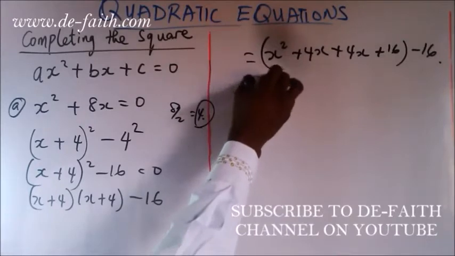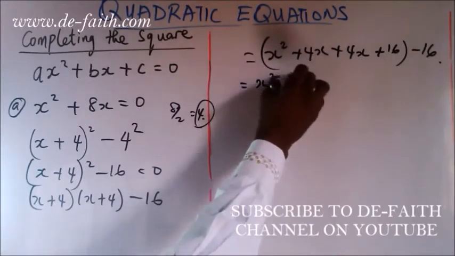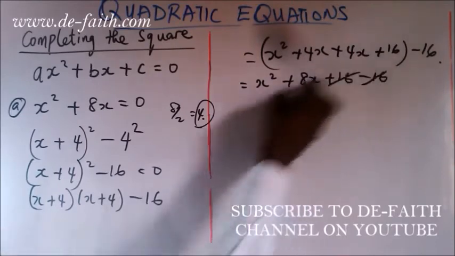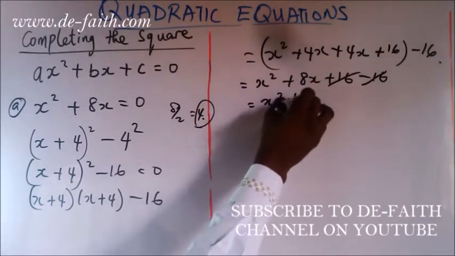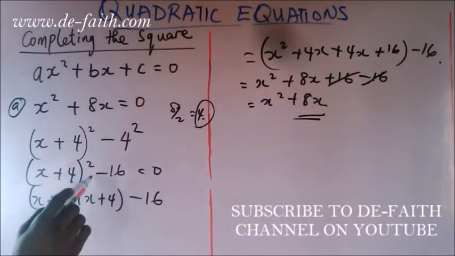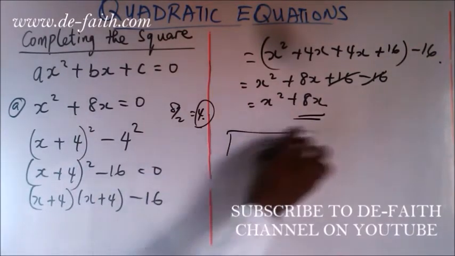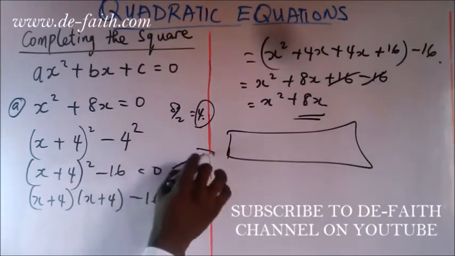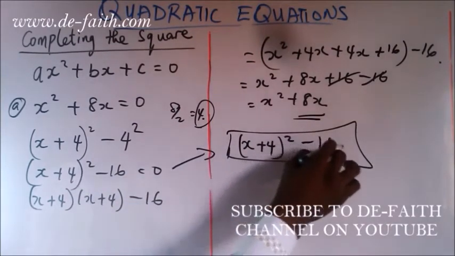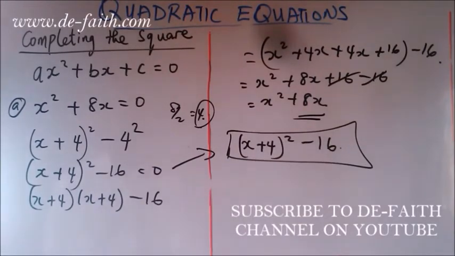So we have x squared, 4x plus 4x, which is 8x, plus 16, minus 16. So this cancels this. We are left with x squared plus 8x. So we have exactly this back. So this is the complete expression. The answer to our question actually is this, which is (x plus 4) squared minus 16. Let's take a look at other examples.